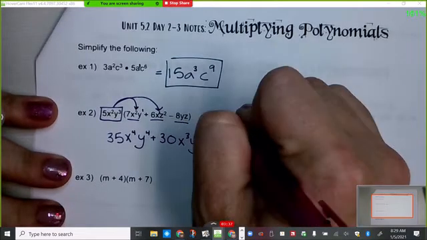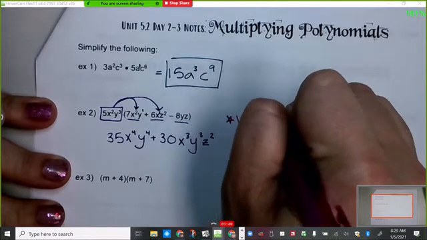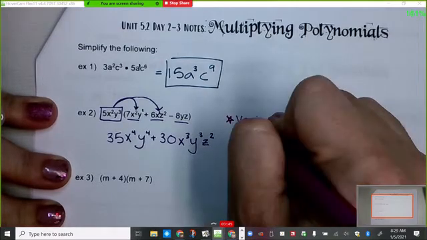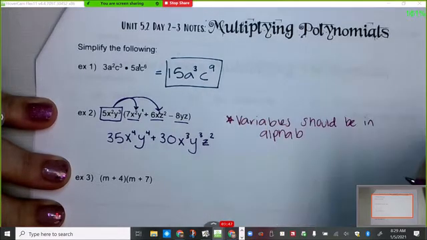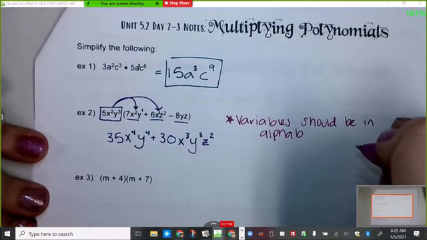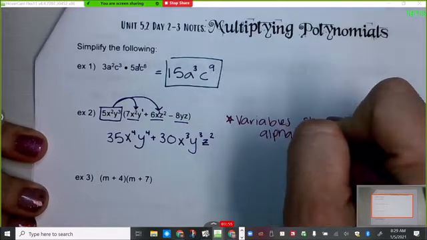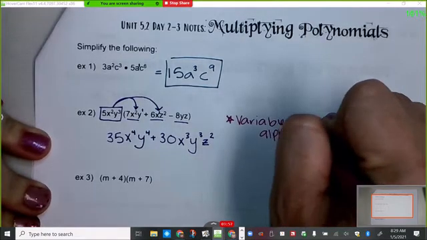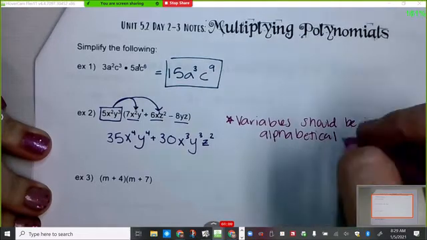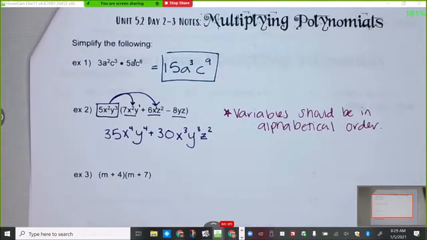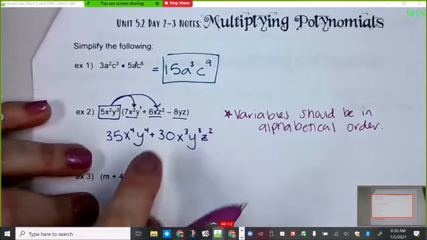Now, one thing to remember, your variables should be in alphabetical order. Is that an I or an E? I don't even know, y'all. That's why I don't teach English. I'm making up my own word. It's wrong, but it's fine. Is it I? Okay, so X, Y, Z is in alphabetical order.